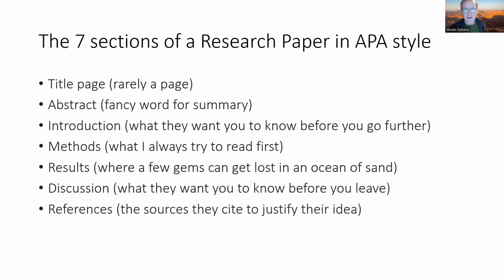So this, according to the American Psychological Association, if you talk about APA style, and there's a lot of APA style in the world, there's APA style that gives you guidance on whether or not to use the Oxford comma. I don't remember what the advice is on that, but most of the research papers you see will be in APA style. And there's an actual small pamphlet or a book that tells you what to do. The seven sections of a research paper in APA style are a title page, which is rarely a page, an abstract, which is just a fancy word for summary.